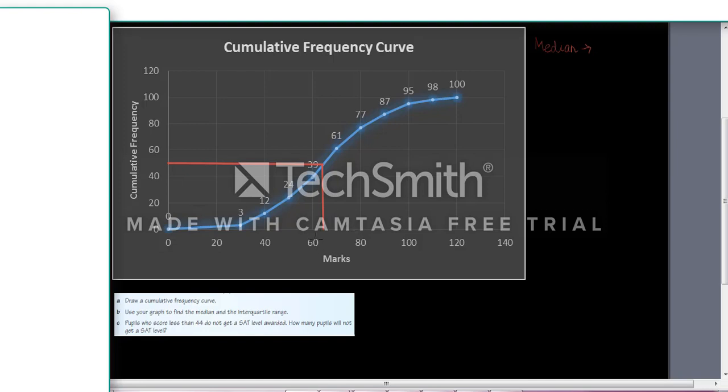So here I have used the curve in order to find out the median. So the method is we locate the cumulative frequency on the y-axis, draw a straight line onto the curve, and then find the corresponding value for the x-axis on the curve. Similarly, we're going to be finding out the Q1, which is the lower quartile, and Q3, which is the upper quartile.